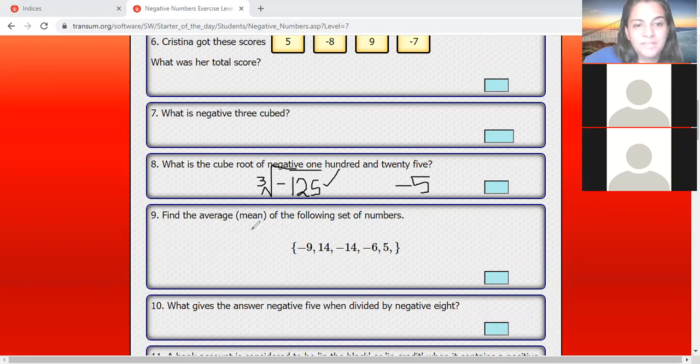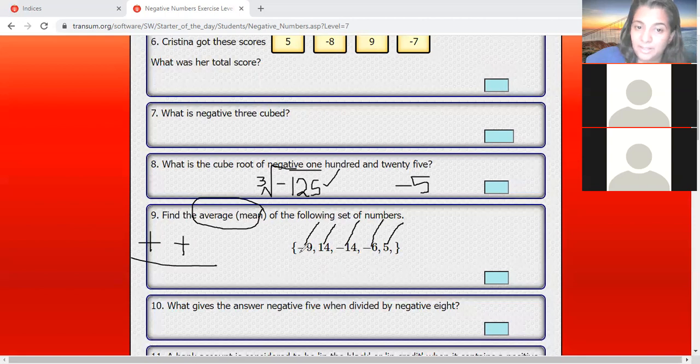Okay. Find the average of the following. Hey guys, you remember what is average or not? Average means add up everything and divide by how many terms you have. So how many terms do we have here? We have 1, 2, 3, 4, and 5. So you have to do addition. That means you start at negative 9, plus 14, and then plus negative 14, and then plus negative 6, and then plus 5.